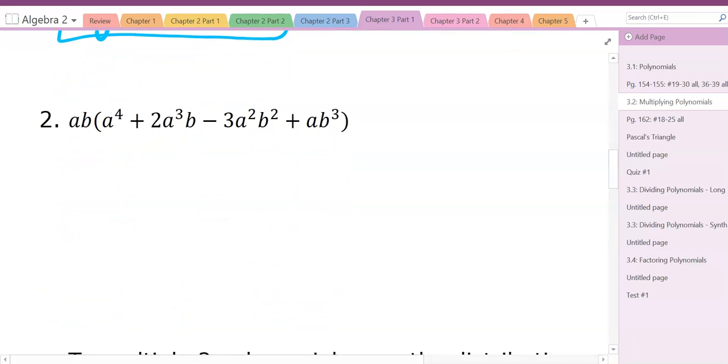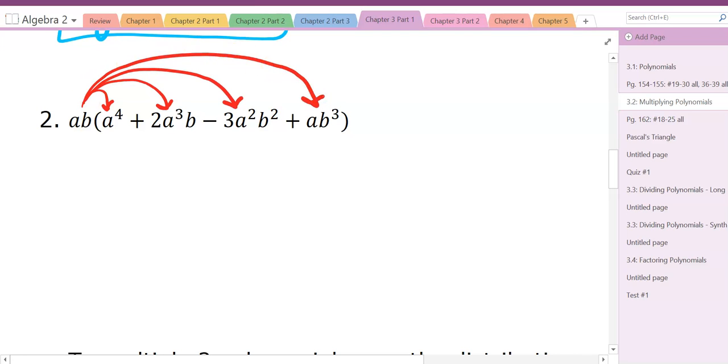Now, for number 2, you're taking ab times all of these quantities. So times a to the 4th, times 2a to the third b, times negative 3a squared b squared, and times ab to the third. So we're going to have to distribute four times here. Because I have ab, that's 2 separate letters, the only time that I should be adding exponents is if I'm multiplying my a times another a or my b times another b. So some of these terms, like the first one, a to the fourth, doesn't have a b term to it. So the b that I'm multiplying by is just going to kind of follow along with that portion.